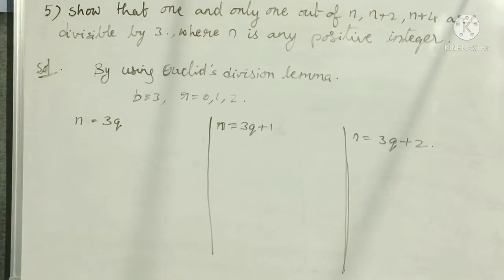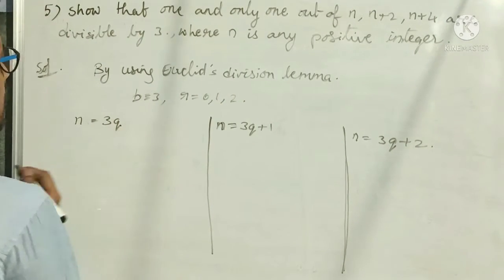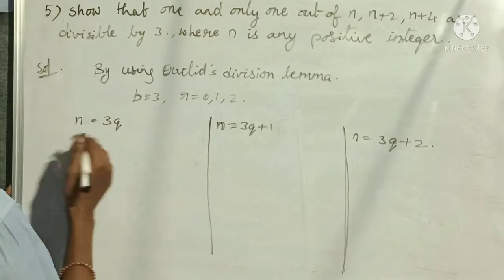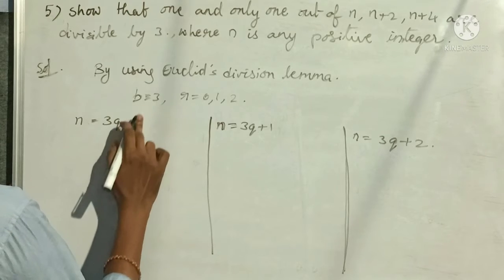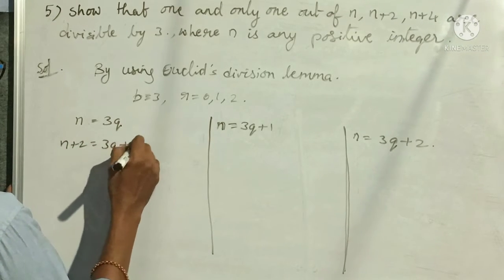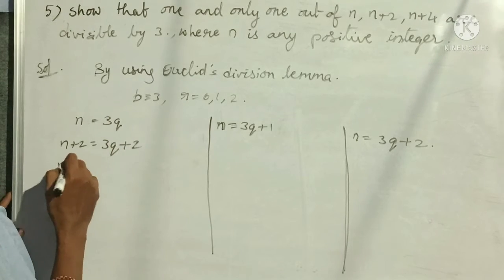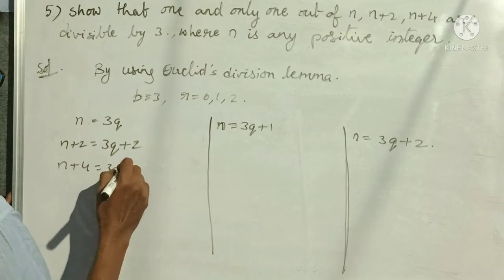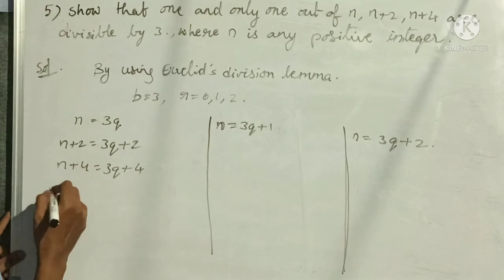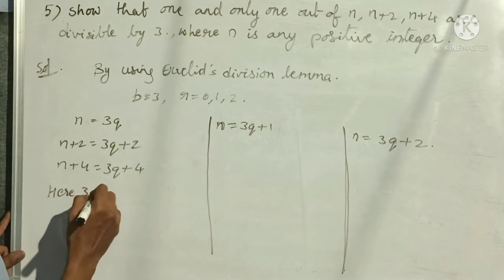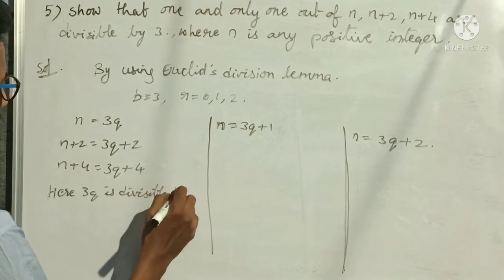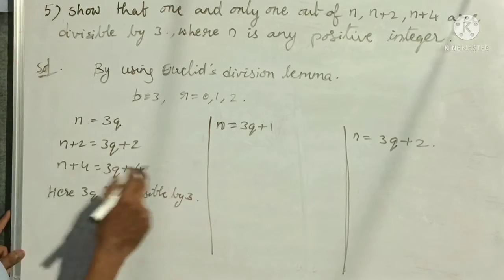Okay. So if n is equal to 3q, just a multiple of 3, so it is divisible by 3. Then n plus 2 is equal to 3q plus 2, n plus 4 is equal to 3q plus 4. Right. So here 3q is divisible by 3, correct, and the remaining are not divisible.